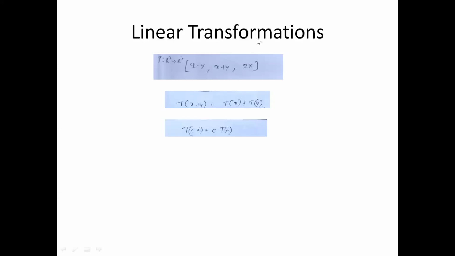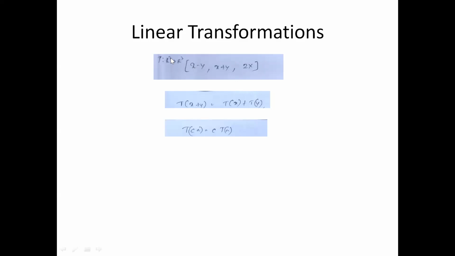Okay. So now let me talk about the next topic that I wanted to address, which is called linear transformations. Whether a transformation is linear or not. I came across questions in the question paper also. Here there was one question.